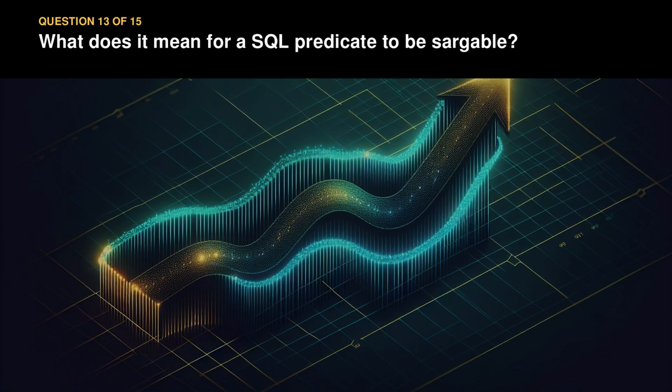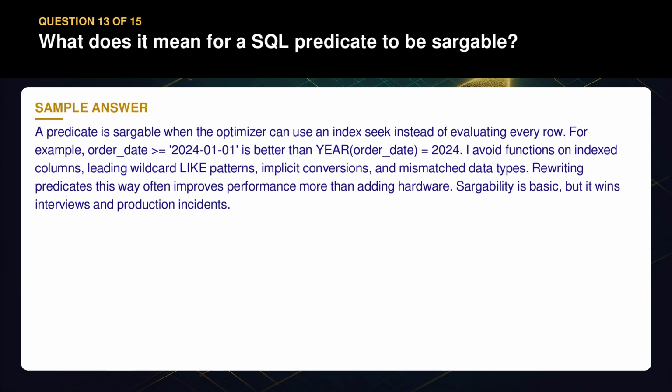Question 13. What does it mean for a SQL predicate to be sargable? A predicate is sargable when the optimizer can use an index seek instead of evaluating every row. For example, order date greater or equal to 2024-01-01 is better than year of order date equals 2024.